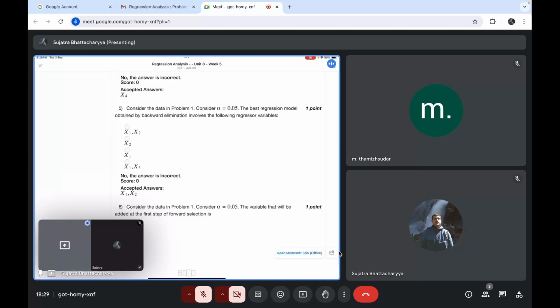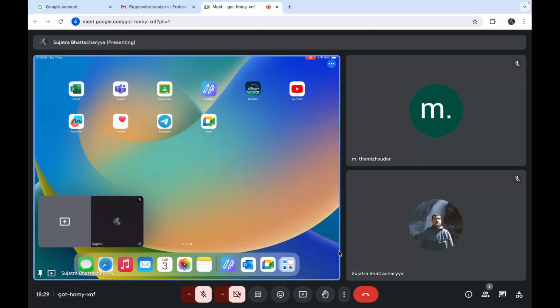The fifth question asks what is the best regression model. So we have to go another step, because x3 and x4 we have already removed. Let's see whether x1, x2 is a good model or we can remove another. So let's go ahead.